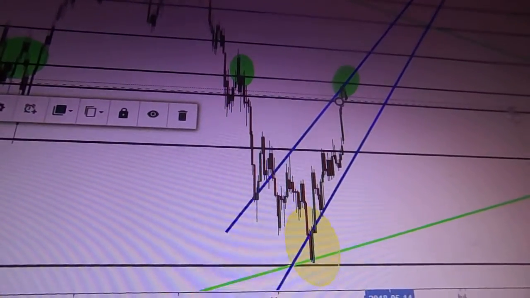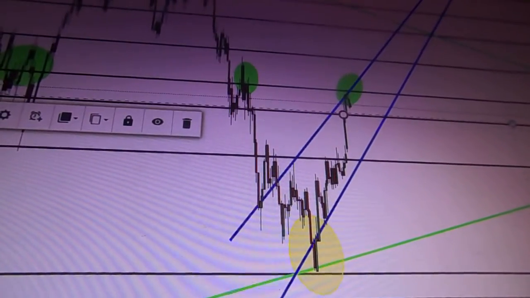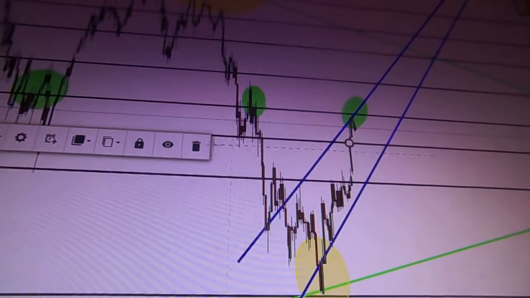I'm going to adjust this right here. So basically, in this area right here, this is the zone. I'm going to delete this line.